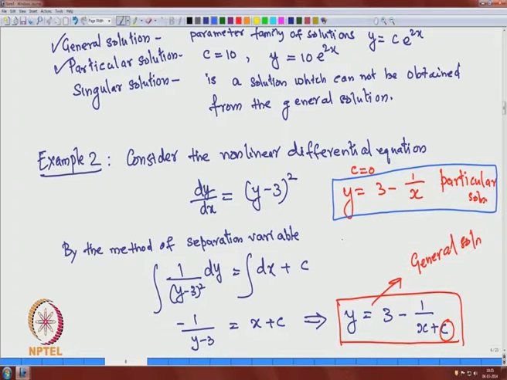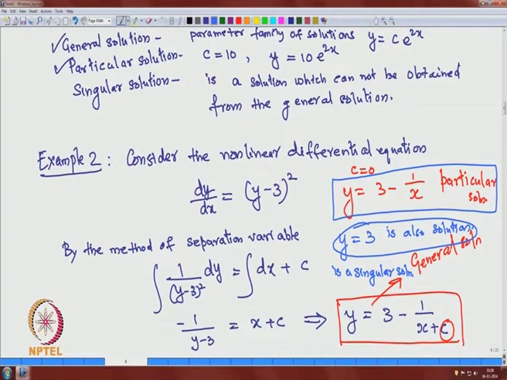Now, you can verify easily that y is equal to 3, once you substitute y is equal to 3, a constant function, into this equation, the equation is satisfied, so it is also a solution, but that is not obtained from the general solution, and therefore, this is a singular solution. So, y is equal to 3 is a singular solution. So, in this example, we see three types of solution, general solution, a particular solution and also a singular solution.